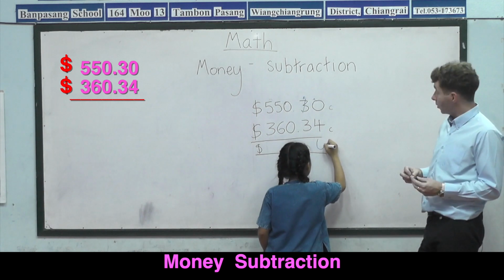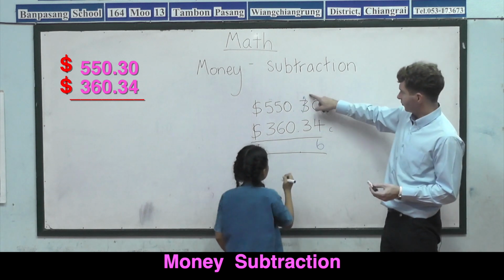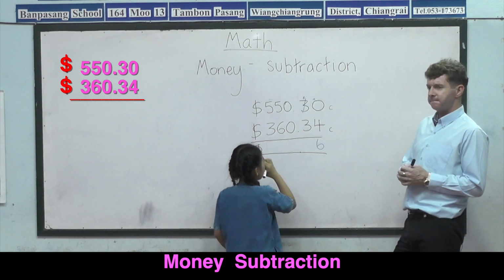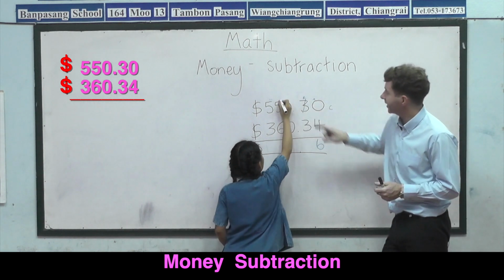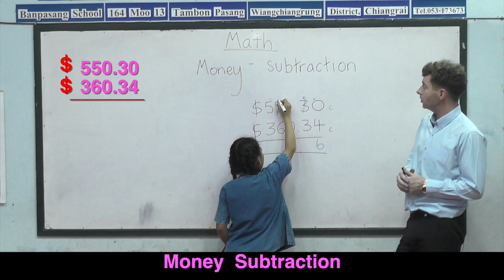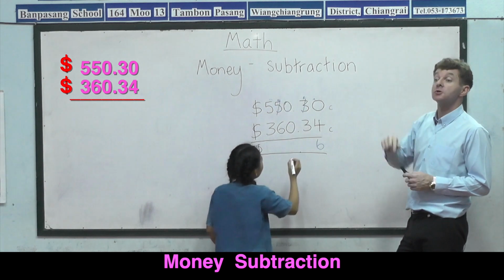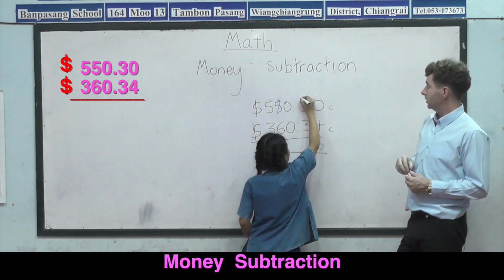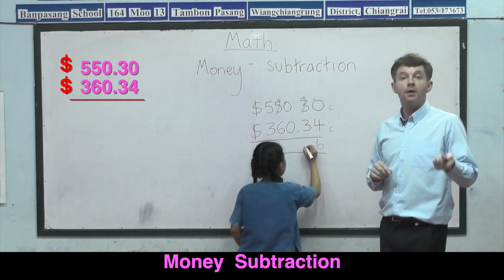10 minus 4 equals 6. Now 2 minus 3, can we do? No, we need to borrow from the next column. 5 becomes 4, 2 becomes 12. 12 minus 3 equals 9.